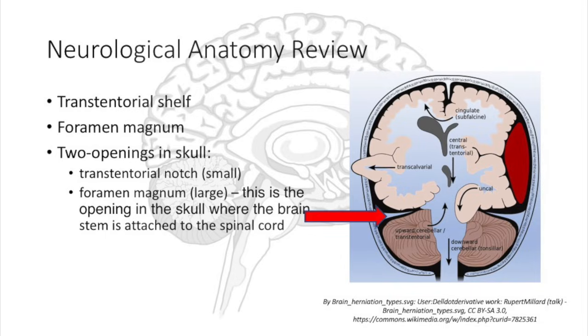The first is the transtentorial notch, which is a small one. It is located here. This is the upper opening in the skull, and it's typically smaller. The second one is the foramen magnum, and it is much larger than the transtentorial notch. This is where the brain connects to the spinal cord.